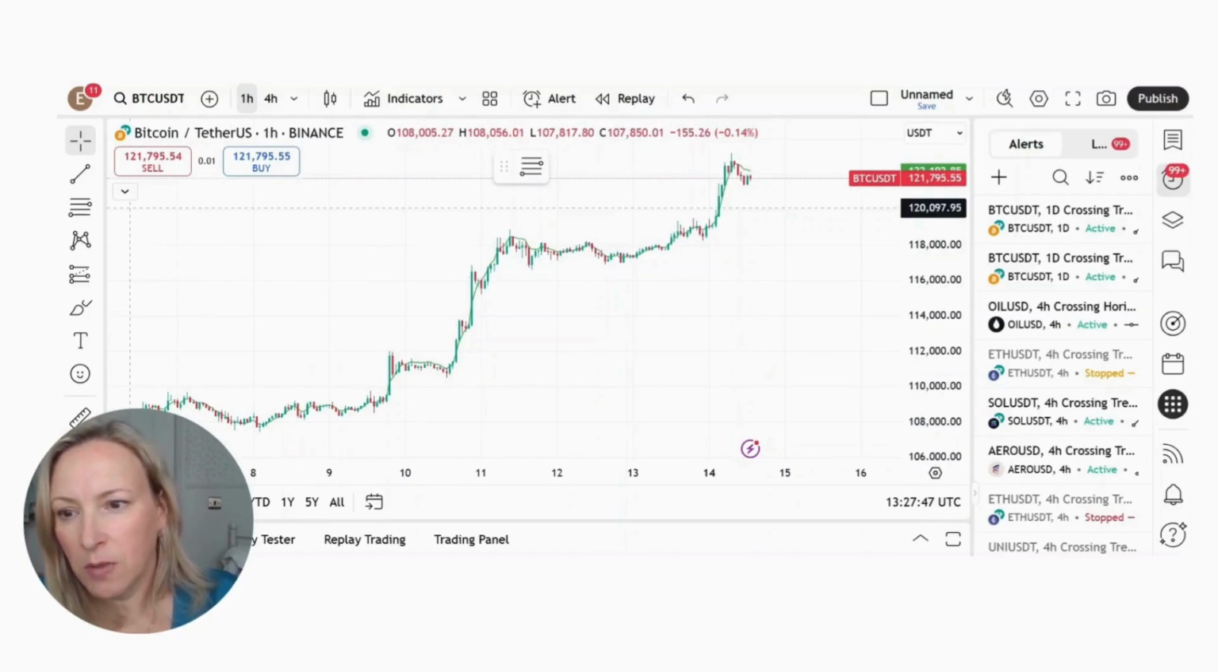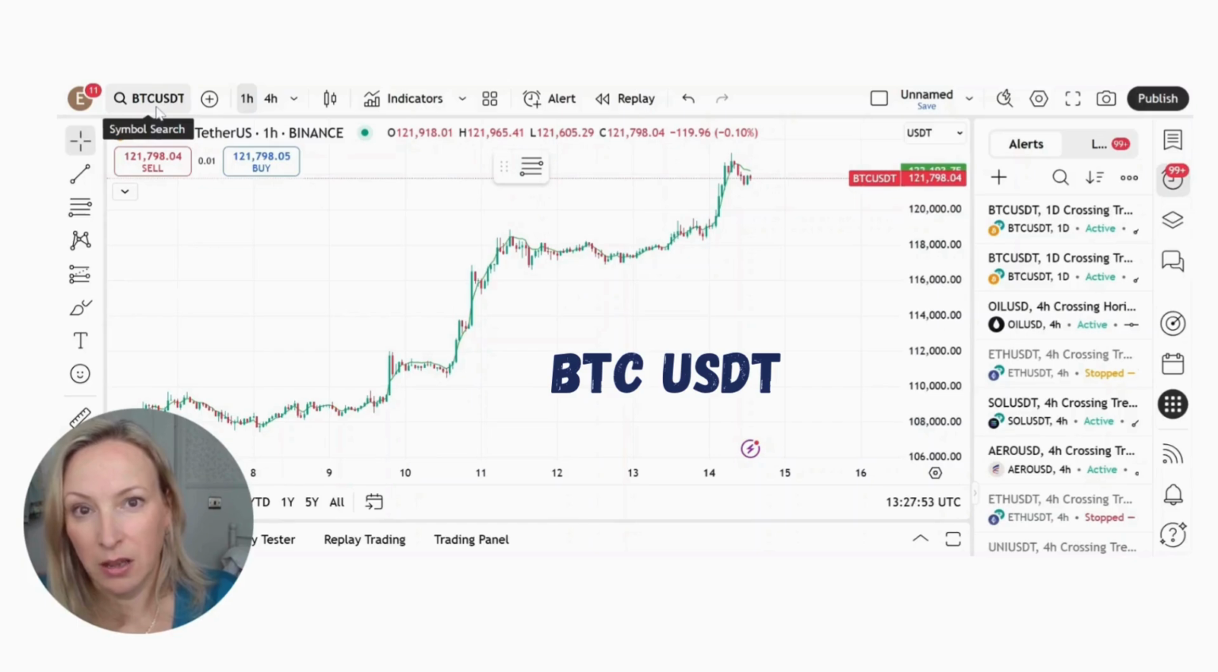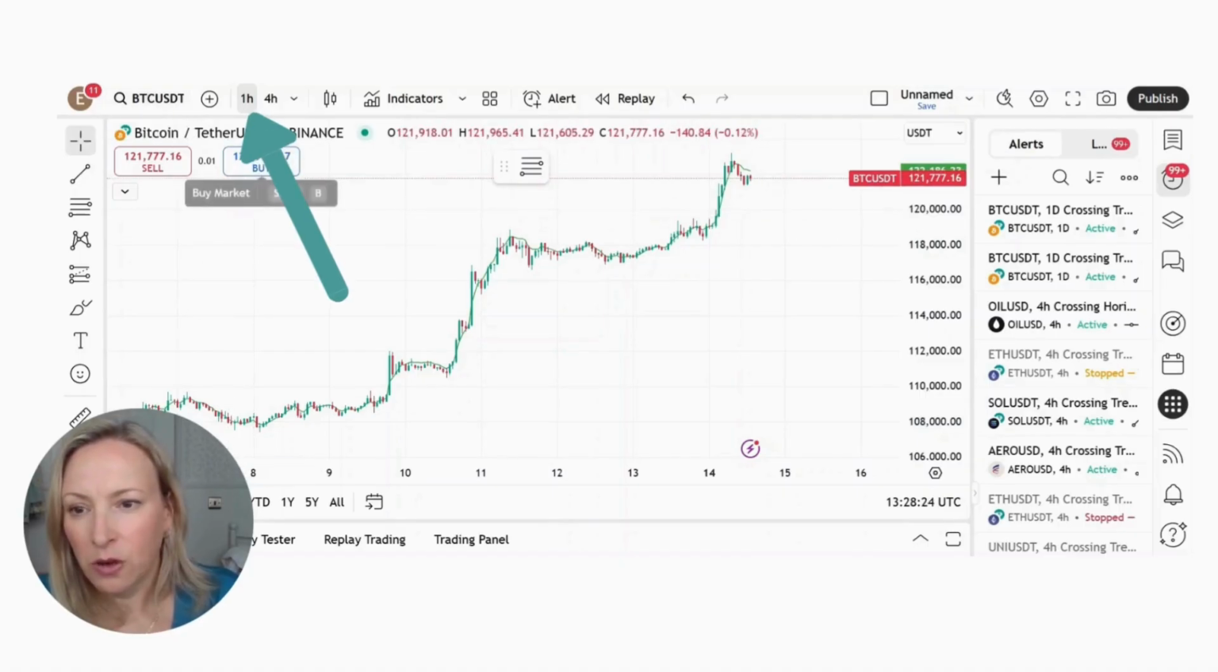So I have come up to the search function here and put in BTC, which is the Bitcoin ticker, USDT. So this is comparing Bitcoin against USDT, which is the tether coin, which is pegged to the dollar. So this is what we really want to look at when we're looking at price action for Bitcoin. At the moment, I've got it up here.